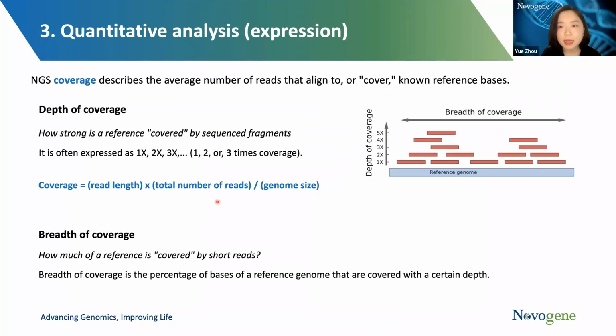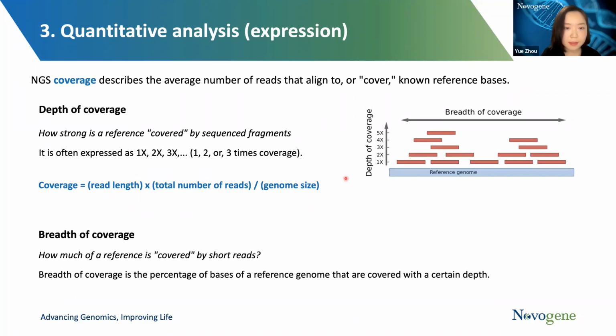After getting the read counts of each gene or exon for all samples, there's one critical step before the differential gene expression analysis, which is called normalization. But to better explain the necessity of normalization, we first need to review the idea of coverage in NGS. NGS coverage describes the average number of reads that align to, or cover, known reference bases. There are two common types of coverage. One is the depth of coverage. It is about how strongly a reference is covered by the sequenced fragments. It is often expressed as 1, 2, or 3 times coverage.